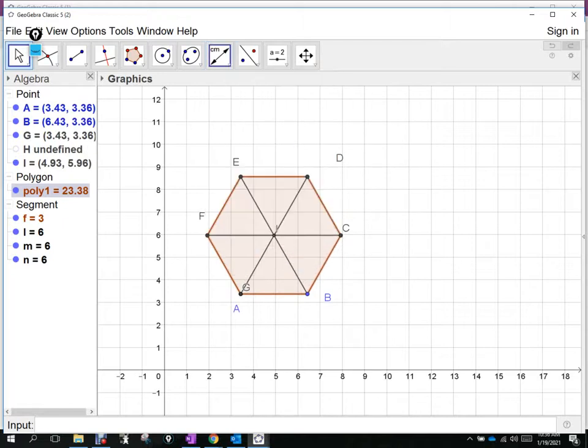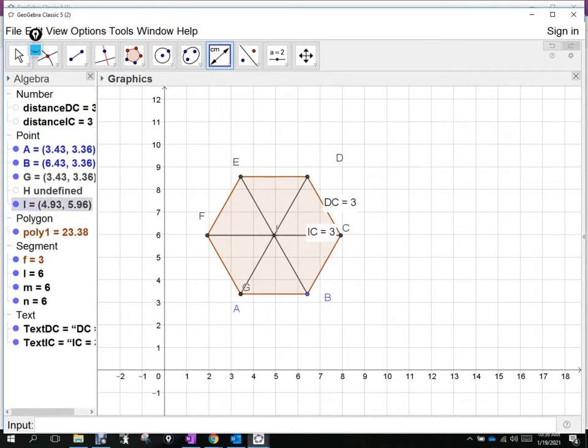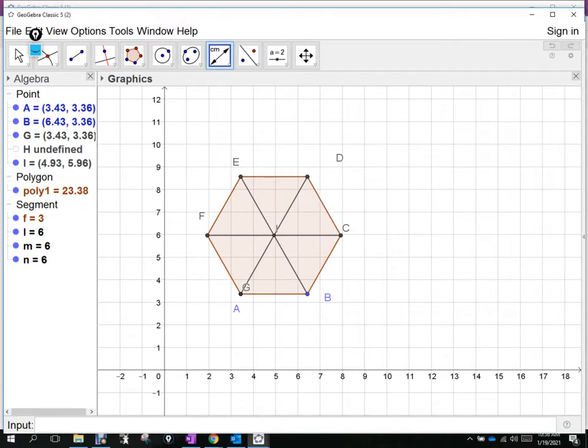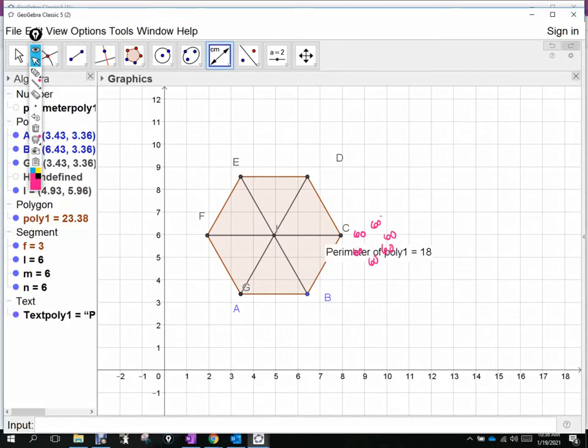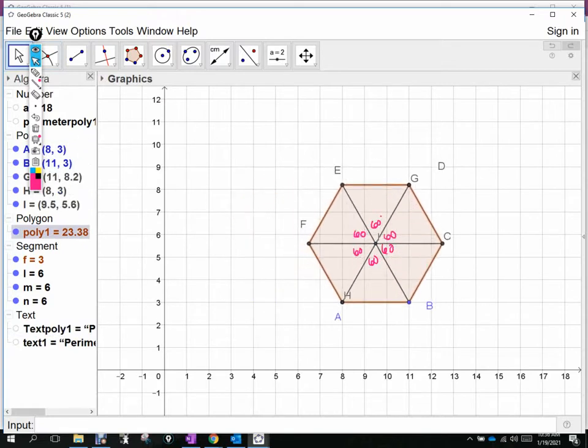All right, so there to there, 3, there to there, 3, there to there, 3. So not only are they isosceles, they are equilateral. And if they're equilateral, they're also equiangular. And if they're equiangular, all those angles right there have to be 60 degrees. Okay. So the Babylonians knew all that.